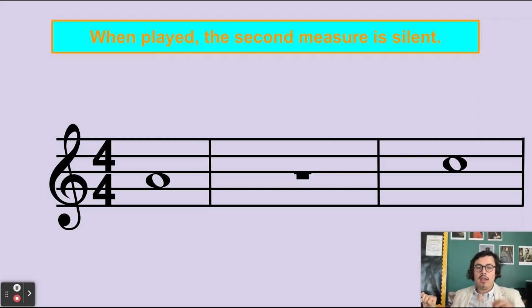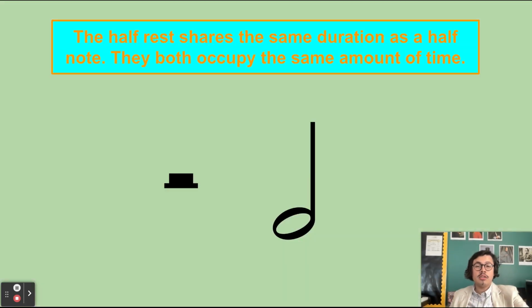So we had A, rest, C. We have 4 beats of A, 4 beats of rest, and 4 beats of C. Let's do that counting now. 1, 2, 3, 4. 1, 2, 3, 4. 1, 2, 3, 4. Got it? Okay.